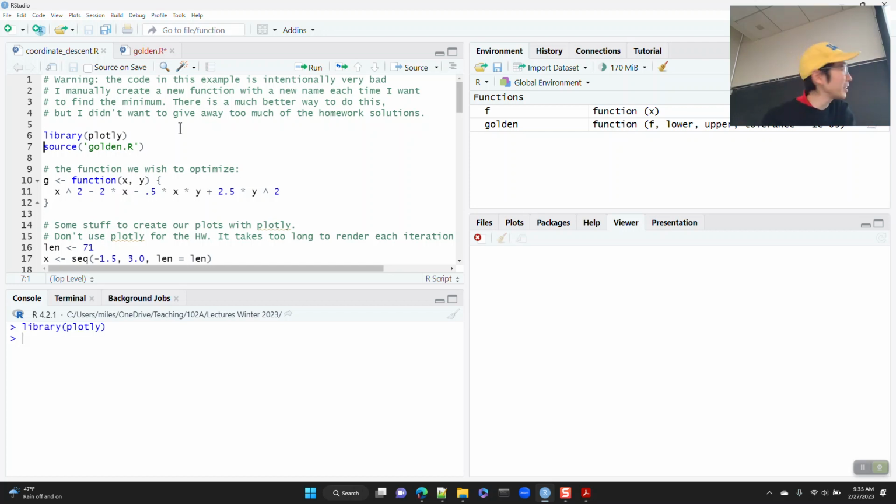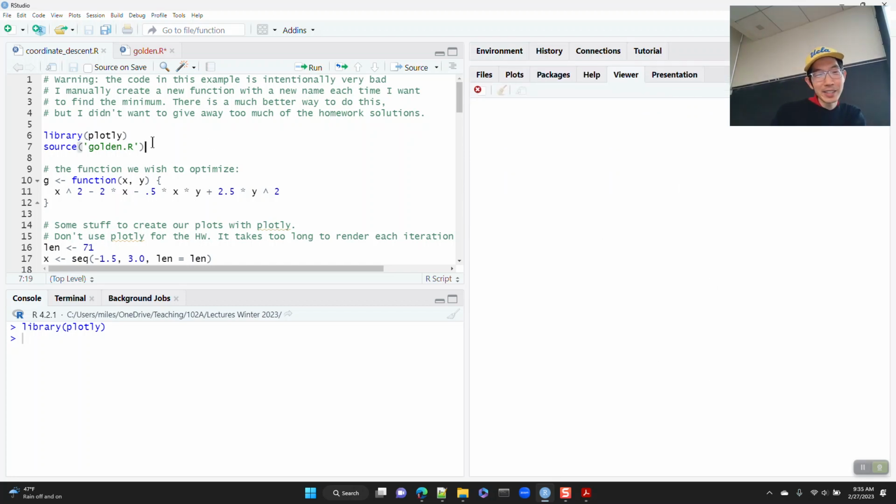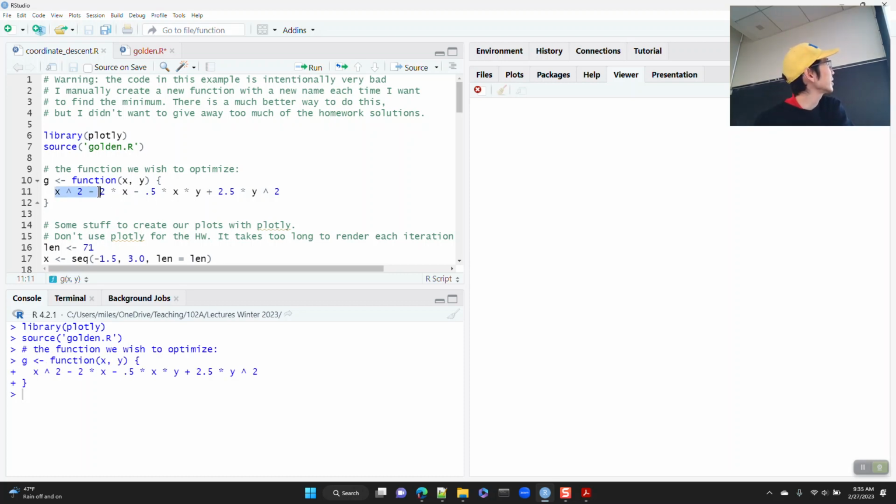I use a library called Plotly, which allows me to create cool little 3D graphs over here. So I'm going to load up the golden section search function. This is going to be our function that we want to minimize, okay? x squared minus 2x minus 0.5xy plus 2.5y squared, okay?